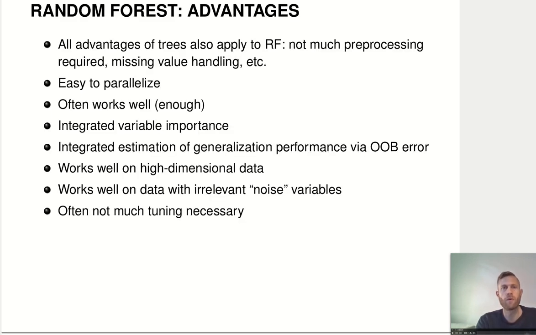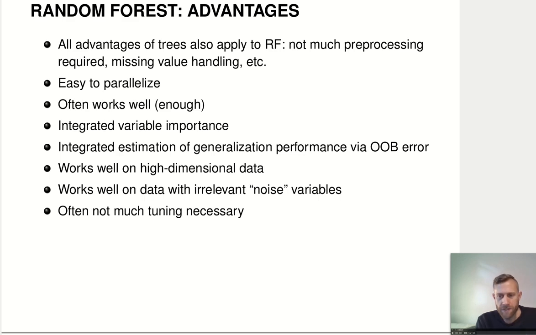So all the advantages that regression trees or classification trees have also apply to random forests, all of them, without exception. We don't have to do much pre-processing because they're very robust to outliers and so on. They can easily handle nominal variables, factors, categories. They easily handle missing values through surrogate splits and so on and so forth. So all of that still applies.